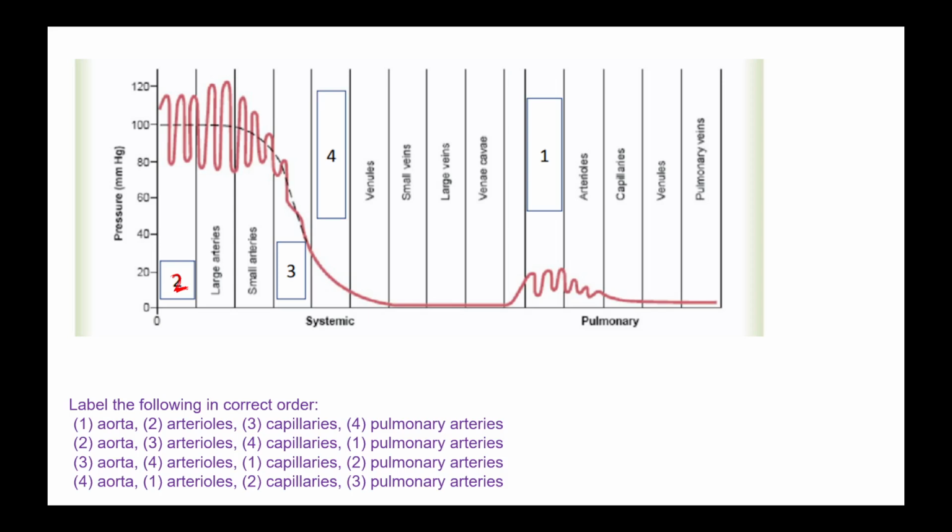Then from the capillaries, the gas exchange takes place, and then again it goes to the venous system. So it starts with the venules, small veins, large veins, vena cava, and then from vena cava it reaches the pulmonary arteries. Okay, so there the pressure is found 25 mmHg to 8 mmHg. This is the pulmonary artery. So I think this one is the correct option.